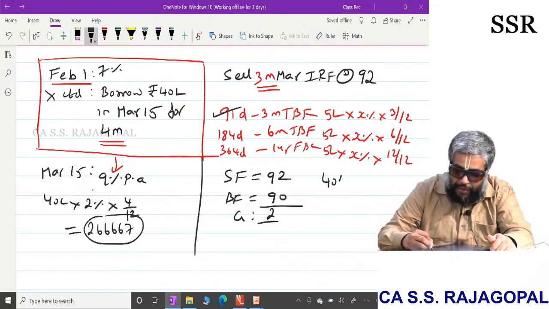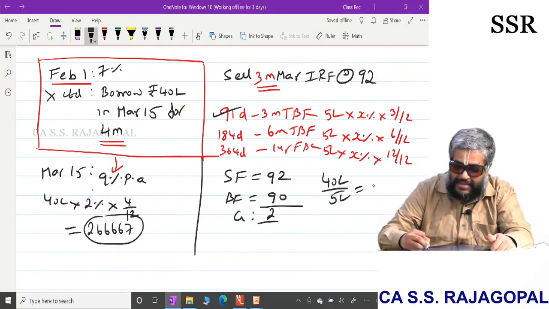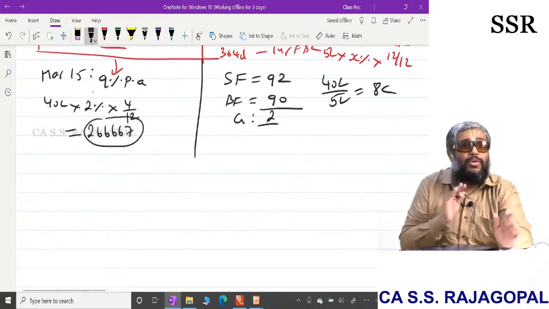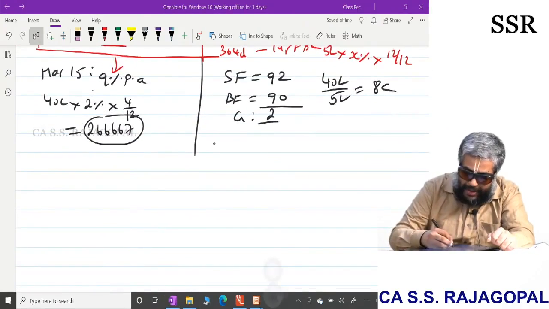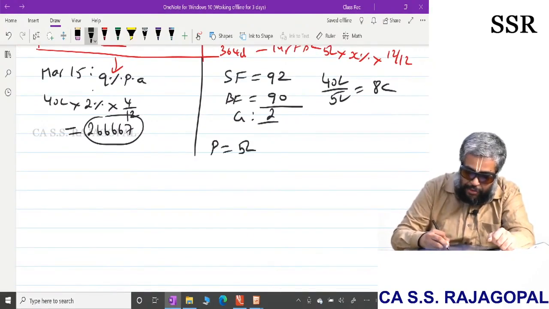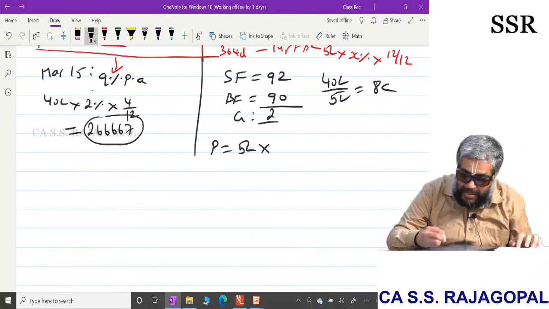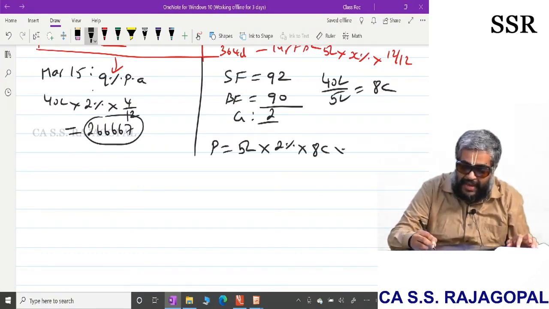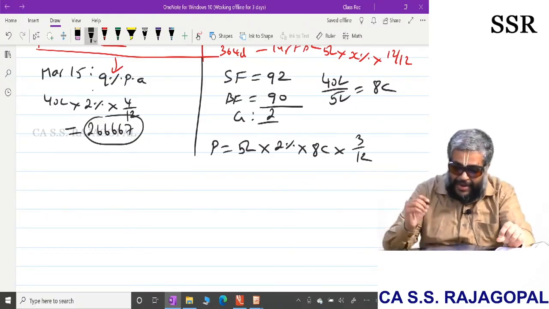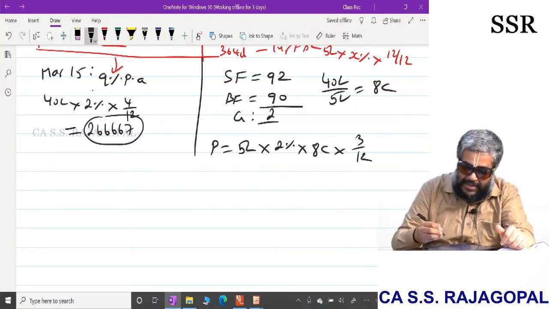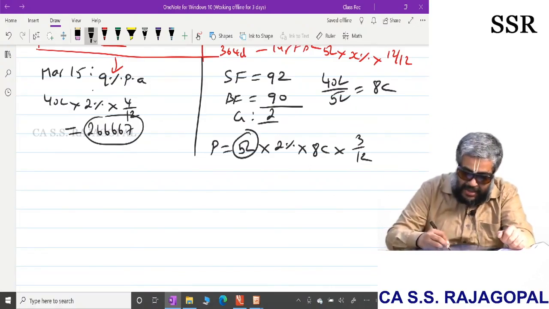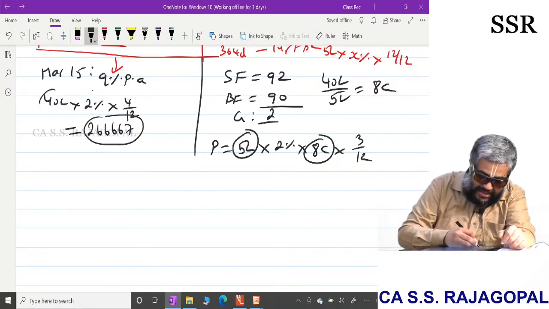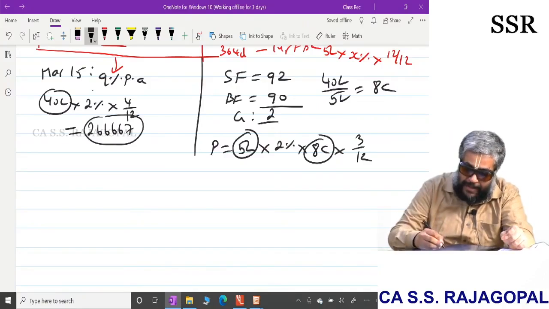You see, 40 lakhs I have to hedge through 5 lakhs, so I will be having 8 contracts. How do we calculate the gain? Profit is equal to 5 lakhs notional principal into 2% gain into 8 contracts into 3/12. Everybody understanding? 5 into 8 is 40 lakhs. This number and this number are similar.